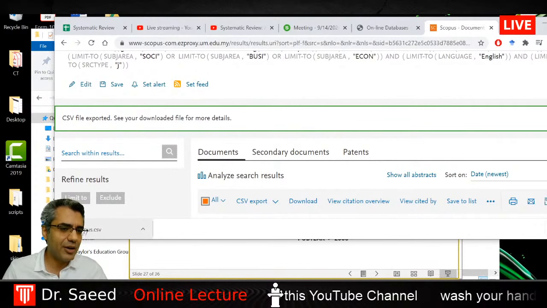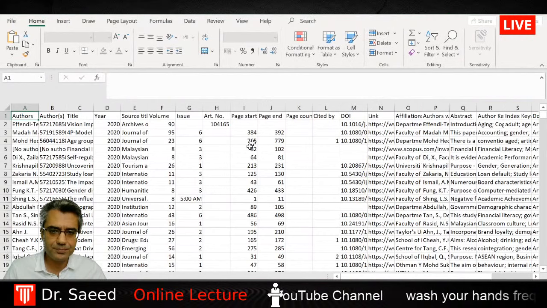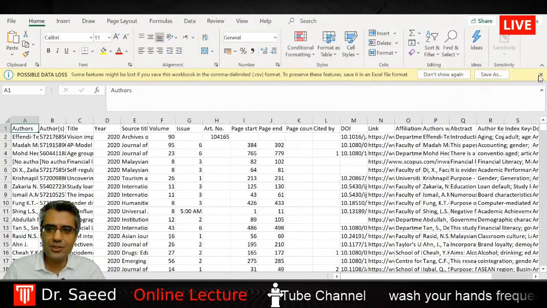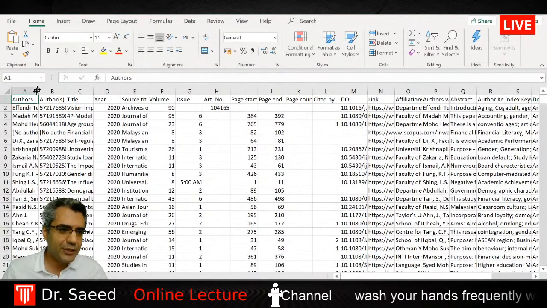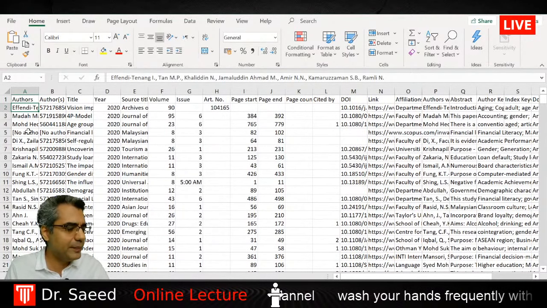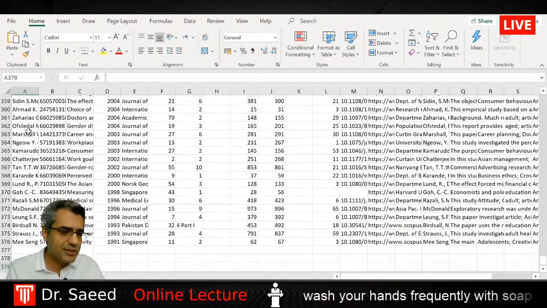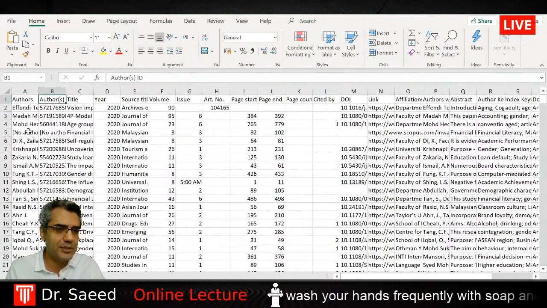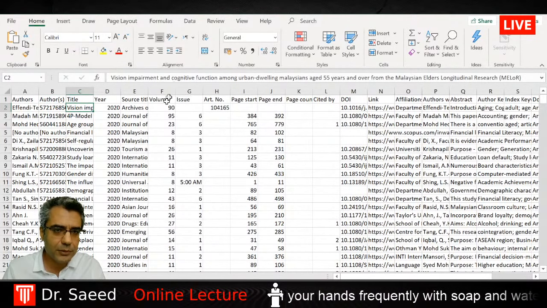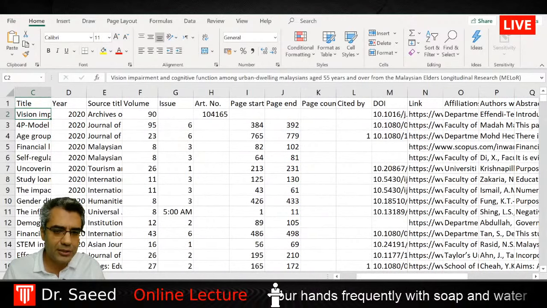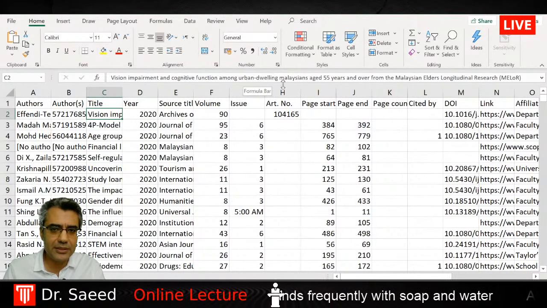It's downloading an Excel file. Now all have been downloaded, I open it. This is the result of my search using the search queries that I mentioned. Here you can see the author's name. How many papers do we have? In total we have 375 papers. Title of the paper, you can see the full title here.